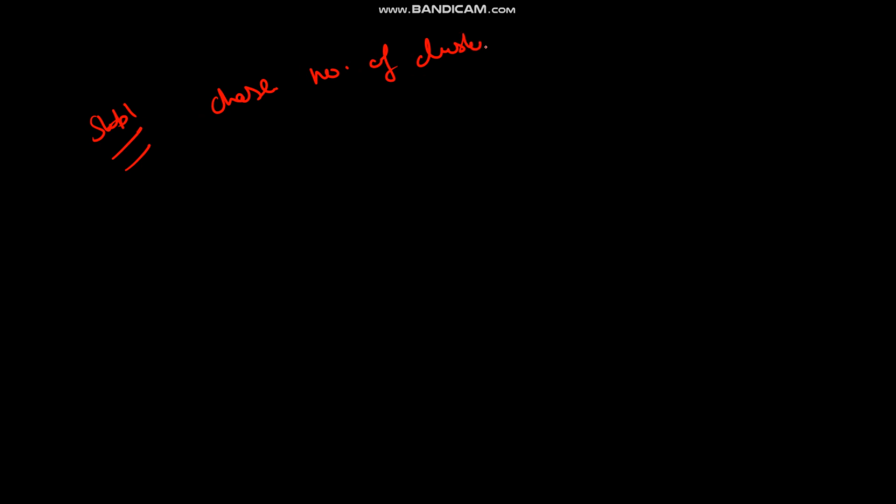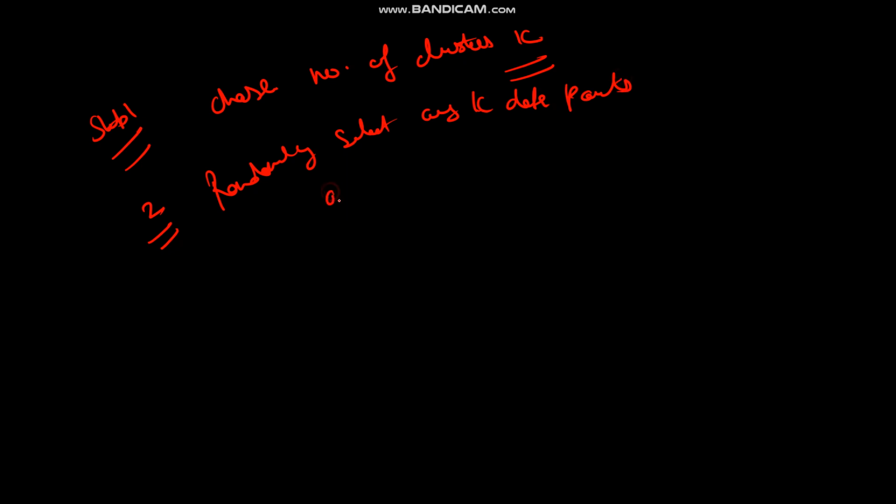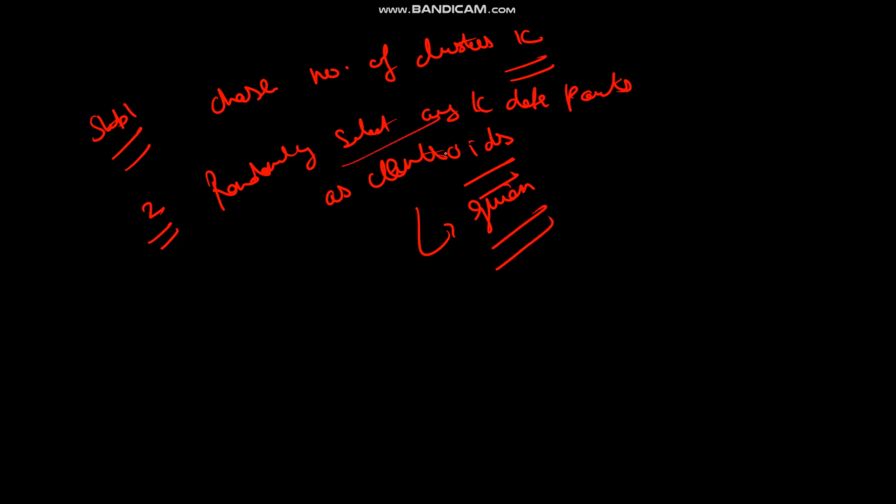So let's discuss the steps of k-means clustering. The very first step in k-means clustering is to choose the number of clusters. Let us call it k. Then in step 2, we will randomly select any k data points, which are called the centroids for the clusters. These may also be given. If they are not given, then we can select them randomly.